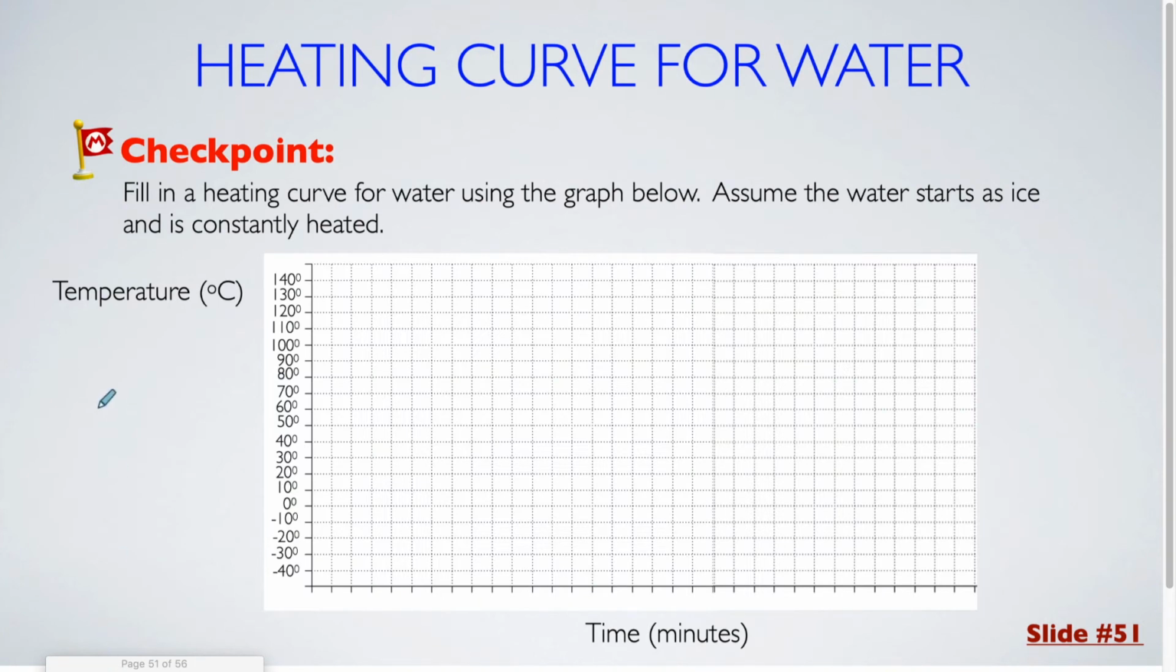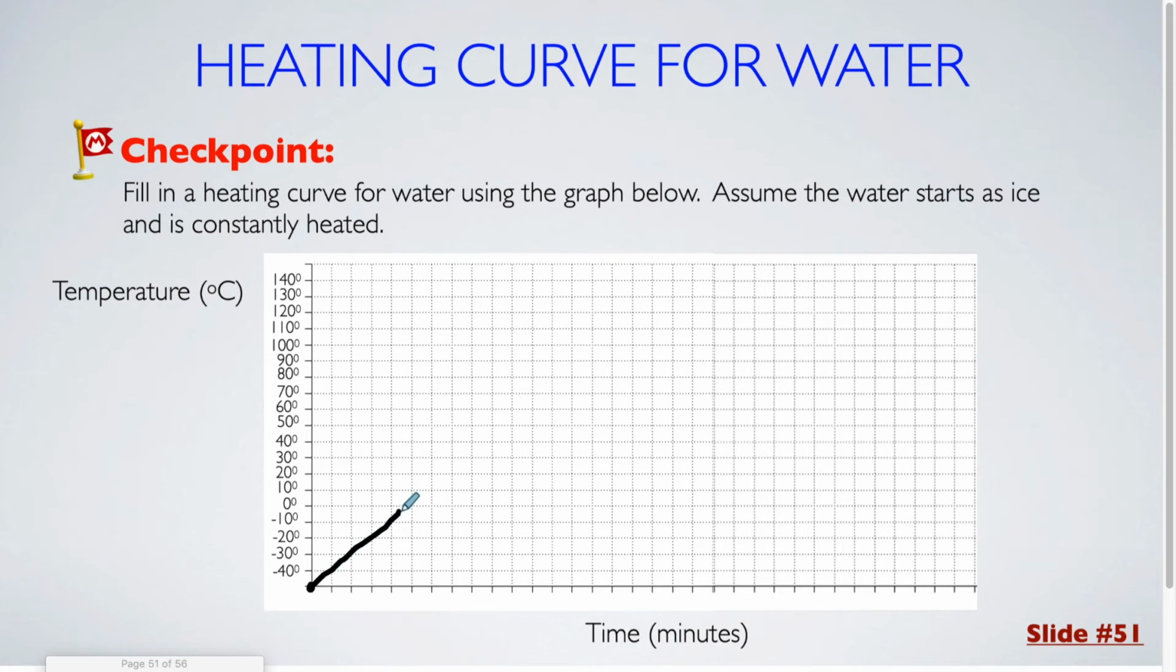In this next checkpoint, we are going to be filling in a heating curve for water. We are going to assume that water starts out as ice and it is constantly heated. Now you can see that for our y-axis, we have our temperatures filled in here, but for our x-axis, we just have time listed. So no specific intervals here with no specific minutes, and that was done on purpose. Now we're going to start off with negative 40 degrees at our initial time. So we're going to start off here. And I know that as I add heat over time, the temperature is going to increase. So my temperature is going up.